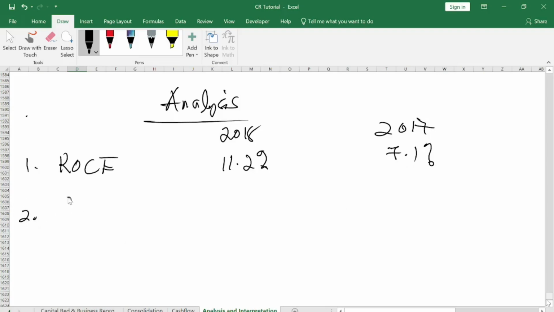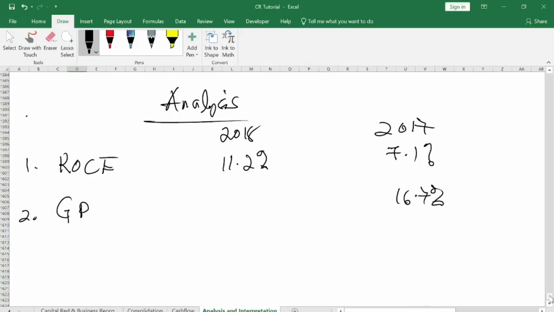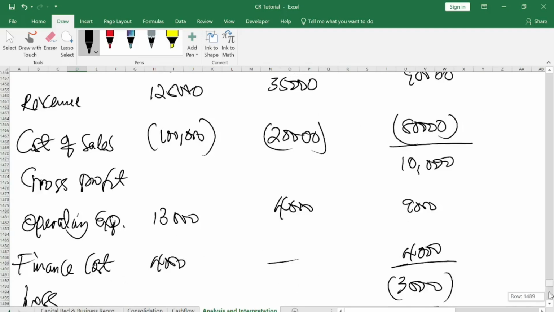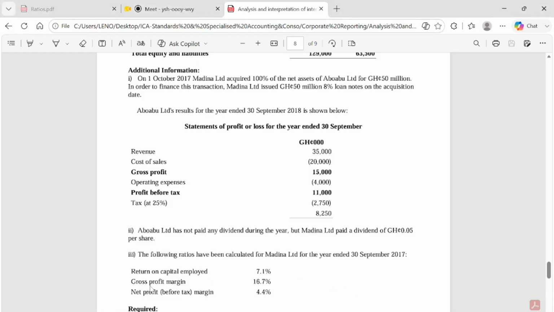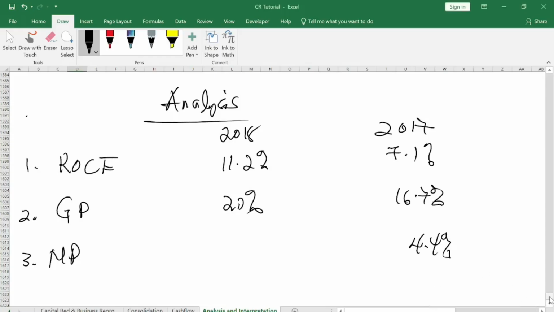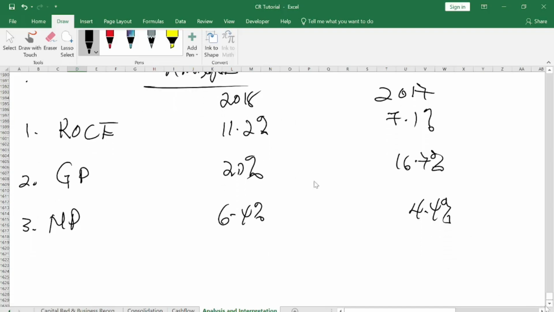Then you come to the next one. Gross profit 2017 was how much? 2017 was 16.7%. And the one we calculated is how much? 20%. And then net profit margin 2017 is 4.4%. And the one we calculated is how much? 6.4%. So this is when it is including the subsidiary.